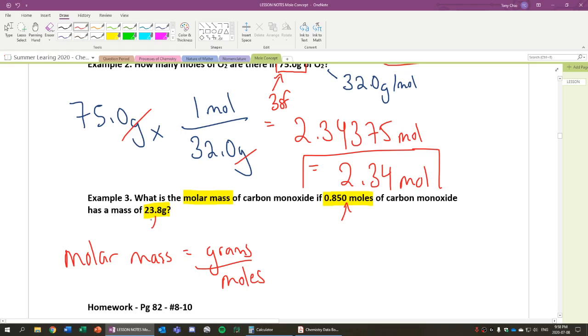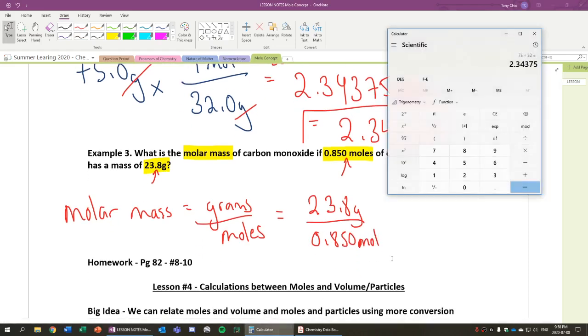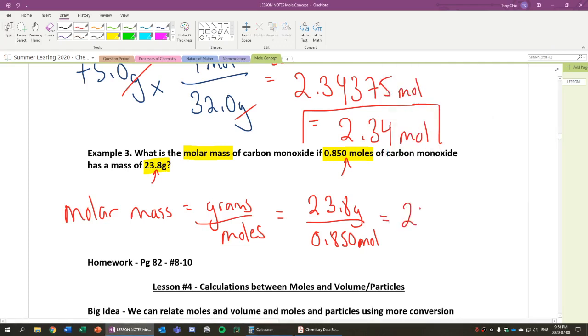Do we know the mass of this substance that has this many moles? Yeah, it's right there, 23.8. So we can just plug these in to solve. We divide 23.8 grams by 0.85 moles, and we should get the molar mass. And we get the molar mass being 28.0 grams per mole.